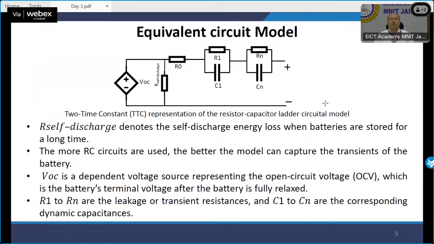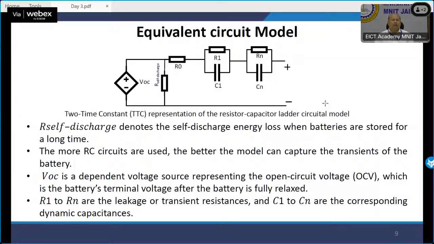We will now focus on a very, very basic equivalent circuit model, which is popularly known as the RC model, a two-time constant representation of a resistor-capacitor ladder circuit model. We can represent a battery even with many Rs and Cs, because that is how the battery is actually represented. You can see there is a voltage source represented by VOC, then a self-discharge resistor in shunt, then a resistance R0 in series, and then R1, C1 in shunt, and then Rn and Cn in shunt, in series, and it's a continuous ladder network.